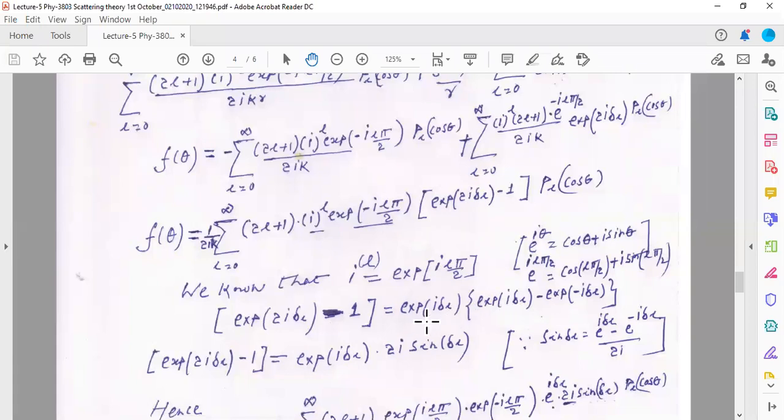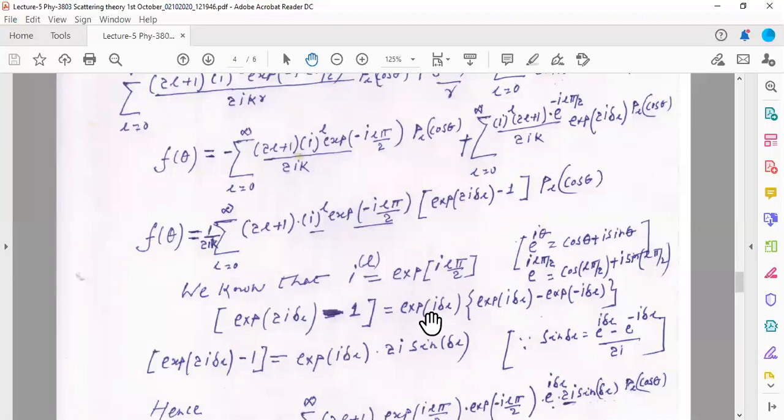So e to the power of i delta L into e to the power of i delta L is e to the power of 2i delta L, and e to the power of i delta L into e to the power of minus i delta L is e to the power of 0, that is 1, so it gives minus 1. So you can substitute: exponential of 2i delta L minus 1 is equal to exponential of i delta L into exponential of i delta L minus exponential of minus i delta L. This is a simple trick which we have applied here.